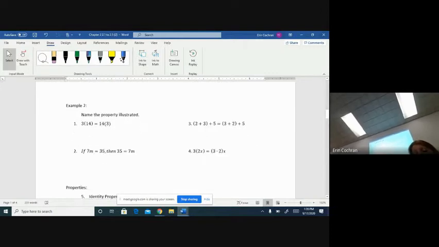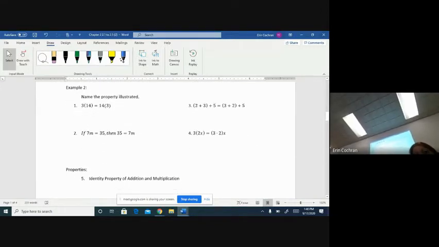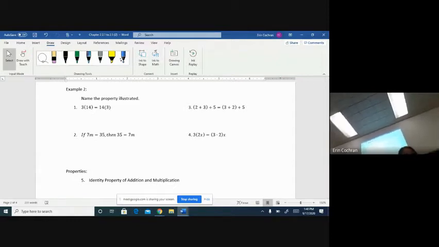Now we're actually going to identify the properties, okay? On Monday, you're going to have a quiz over this lesson. So you'll have to know these properties, okay? Name the property illustrated. So we're taking 3 times 14 equals 14 times 3. So we have 2 numbers and we're just switching the order. So is it commutative, associative, or the properties of equality?